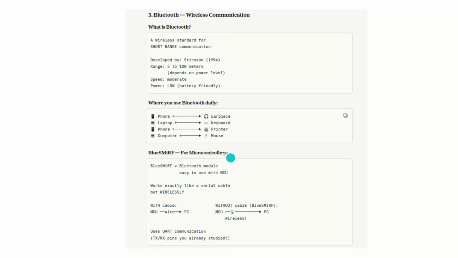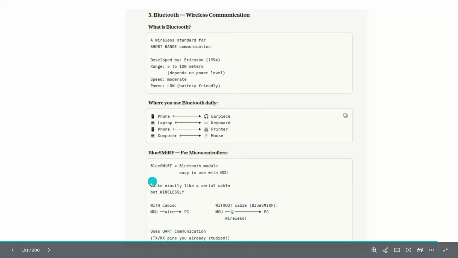Now BlueSmurf for microcontrollers. BlueSmurf is a Bluetooth module which is easy to use with microcontrollers. It works exactly like a serial cable, like connecting a microcontroller unit with a PC. With a cable I can connect a microcontroller unit with a PC using a wire, but BlueSmurf helps us connect this microcontroller unit with the PC wirelessly. It communicates with the microcontroller unit using UART communication.